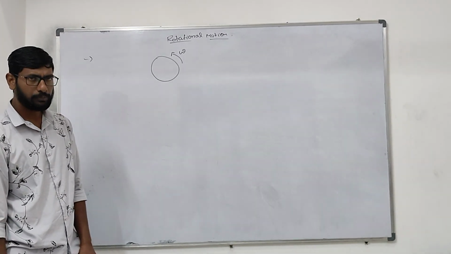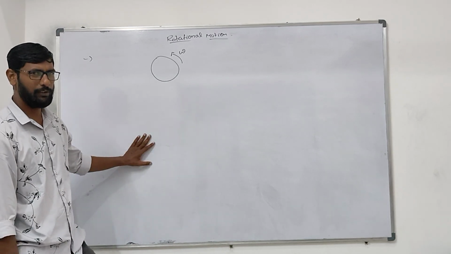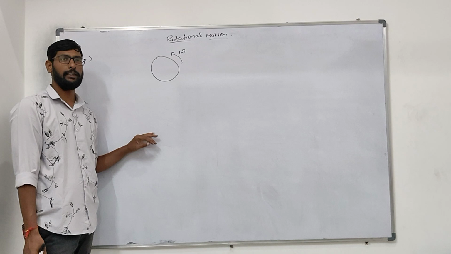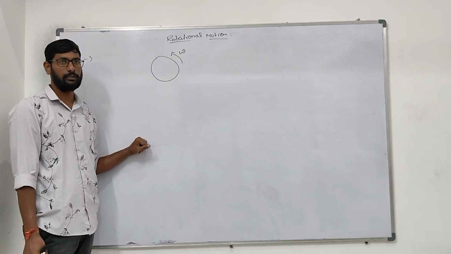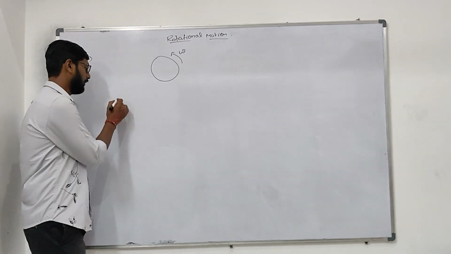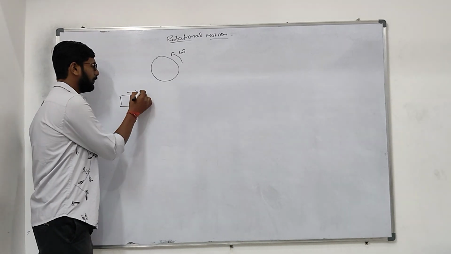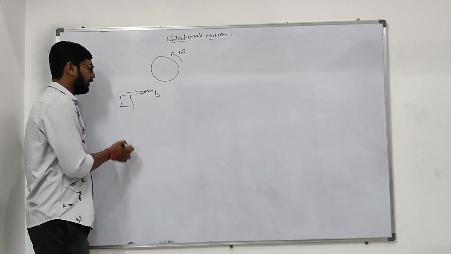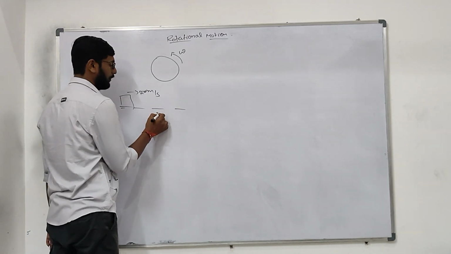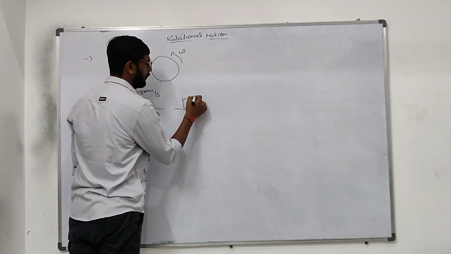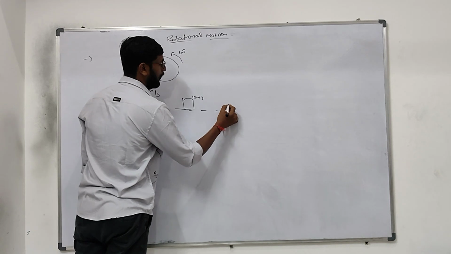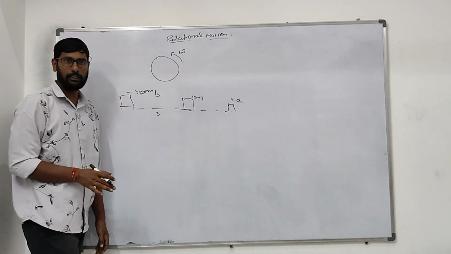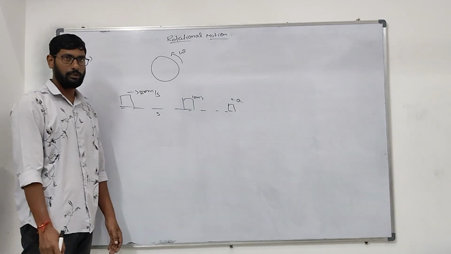So how will you do it? If the same question is given in linear motion, what will you do? For example, a body is moving with some velocity, and a retarding force is applied. A body is moving at 20 meters per second. After some distance, it becomes 10 meters per second. After what distance will it come to 0? This is a question given in linear motion. How will you solve it?